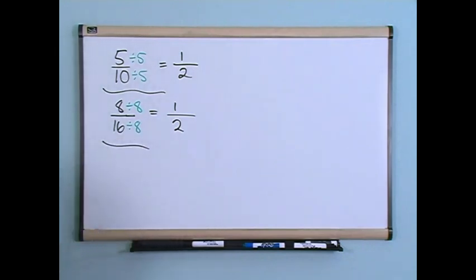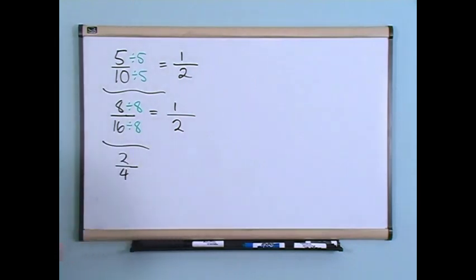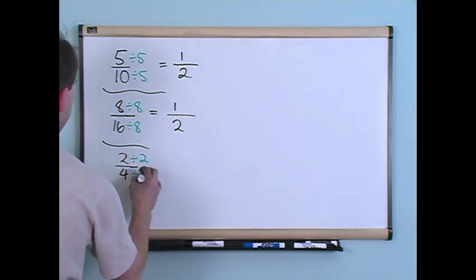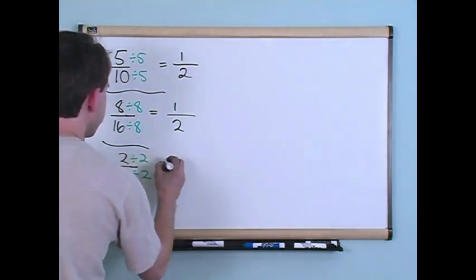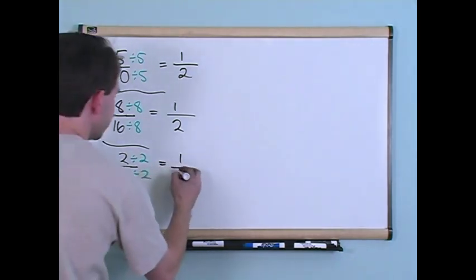Now let's try another problem. Let's say you have 2/4. Can you simplify this? Yes, you can, because you can divide the top by 2 and the bottom also by 2. When you do that, the top is 2 divided by 2, which gives you 1, and the bottom is 4 divided by 2, which gives you 2.